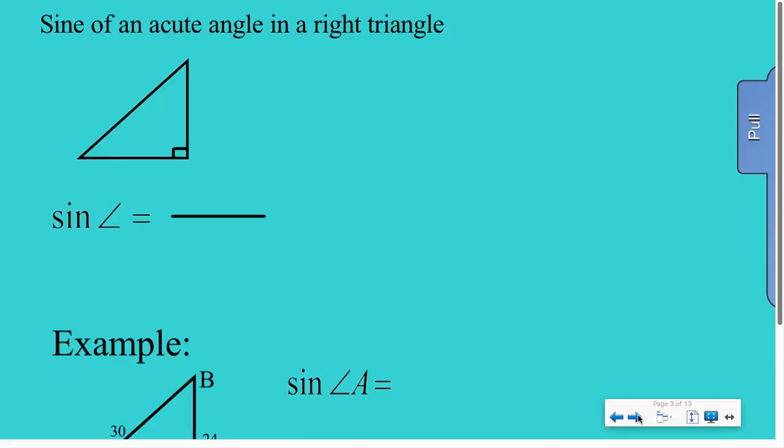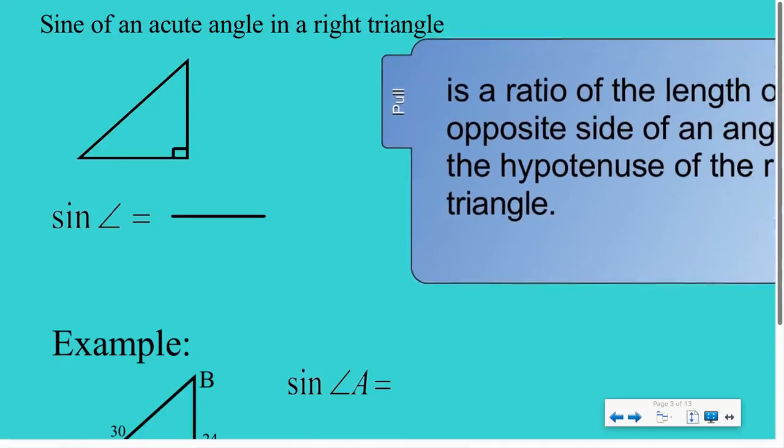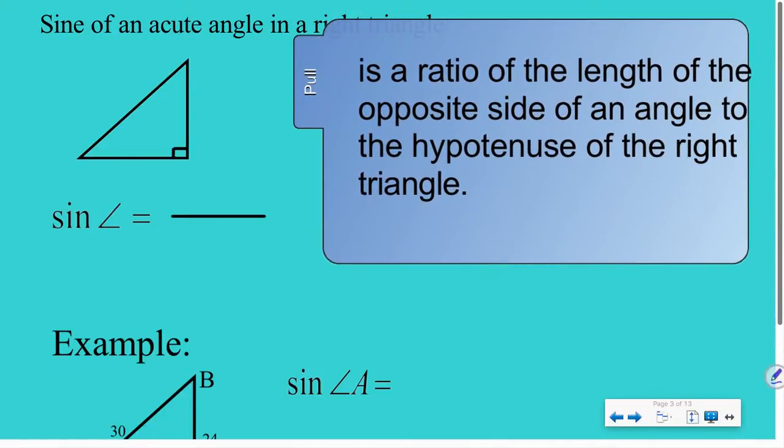To the new stuff. Sine, spelled S-I-N-E, but we abbreviate it with the word sin. On your calculator you'll see the word sin. Defined as the ratio of the opposite side of an angle to the hypotenuse. So we're going to be using the hypotenuse today. On your notes you have this little thing to fill in. Sine of an angle is the opposite side over the hypotenuse. Right there where it says sine of A, just write opposite over hypotenuse.